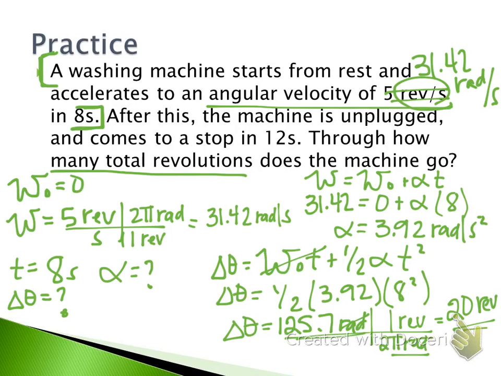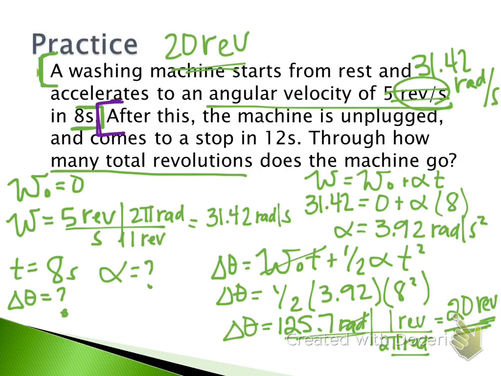So what this tells us is that during that initial time when the washing machine started from 0 and sped up to 31.42 radians per second, it spun exactly 20 times. Technically a little over 20, but pretty close. That's only the number of revolutions for the first portion of our problem. Now I'm going to switch colors so we understand this is the second part, and we're going to look at the second portion of our example.